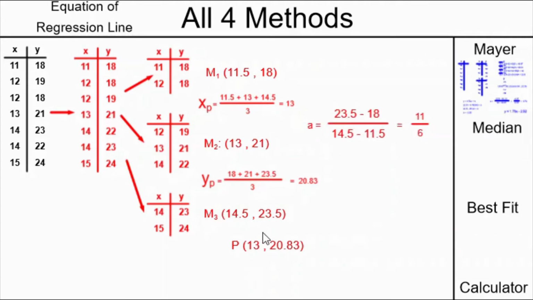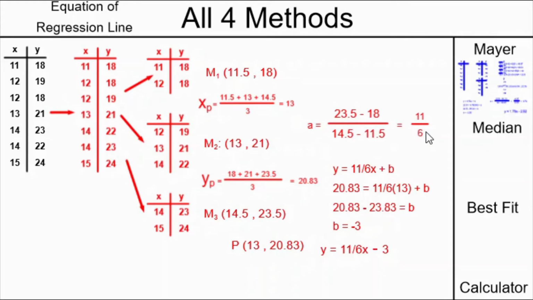I use point M3 and point M1 in the slope formula to find the slope of my regression line, which this time is 11/6. Then I plug that slope into the y equals ax plus b form for a straight line equation, and I plug in point P so that I can solve for b, my y-intercept. This time I get a y-intercept of -3. Finally, I arrange the slope and the y-intercept that I found into the y equals ax plus b form, and I have my final equation of the regression line.